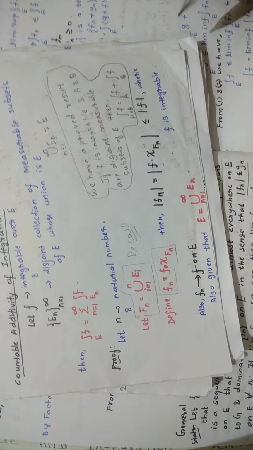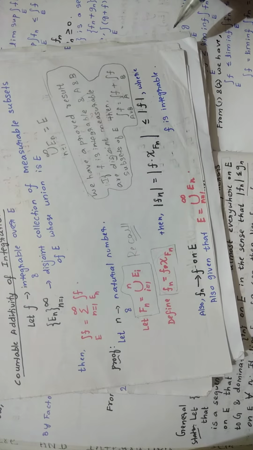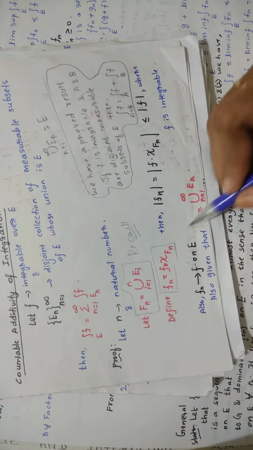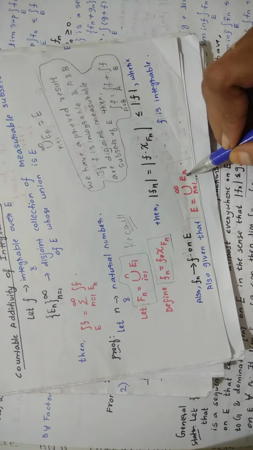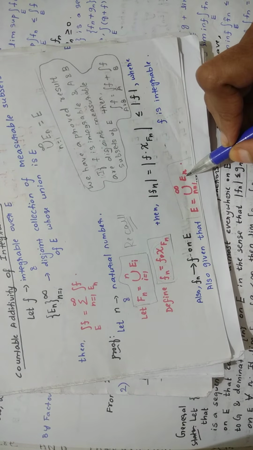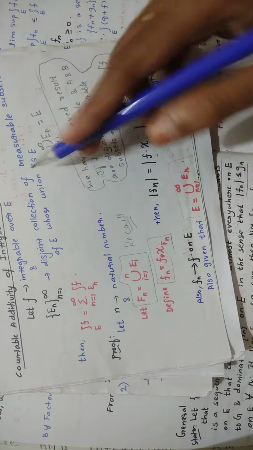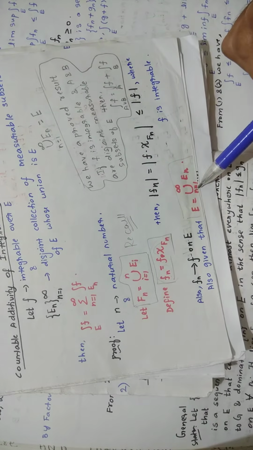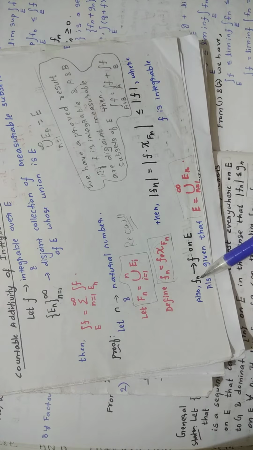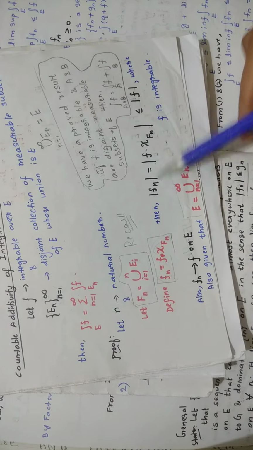Also fn converges to f on E. Also given that E is equal to this. This is also given: the union of the disjoint collection of measurable subsets is equal to E. You are having that in the statement, so you are writing that also. You are writing fn converges to f. How are you saying that? I think you are saying that from here.